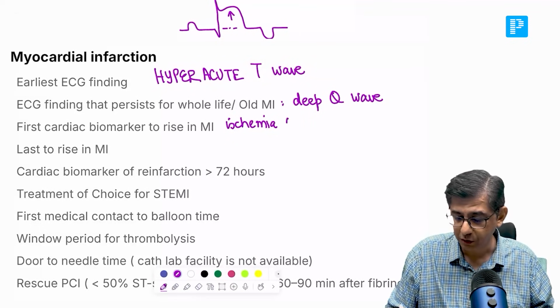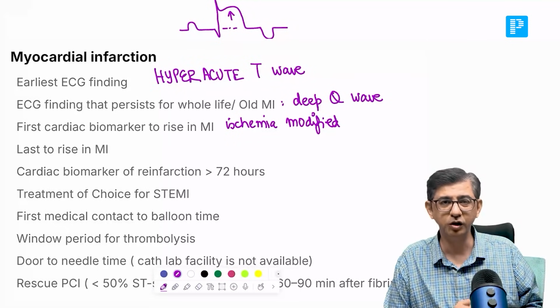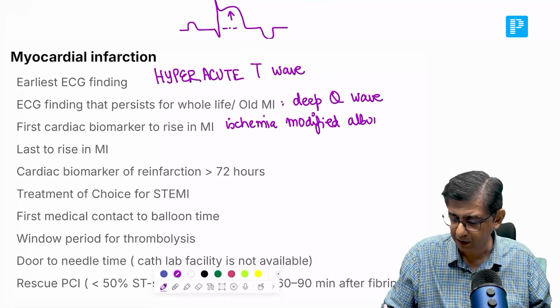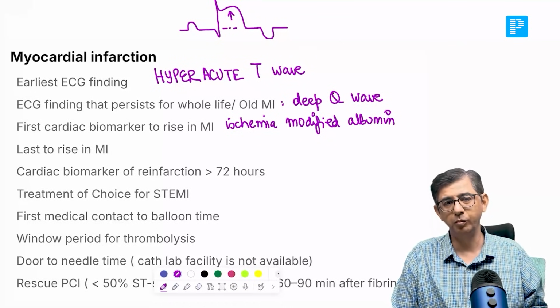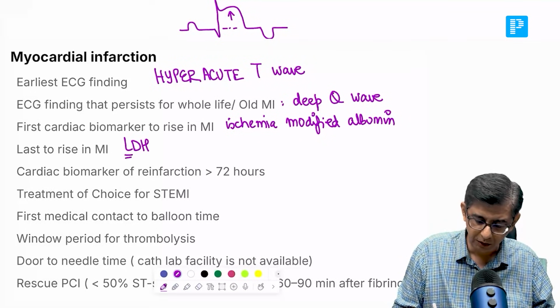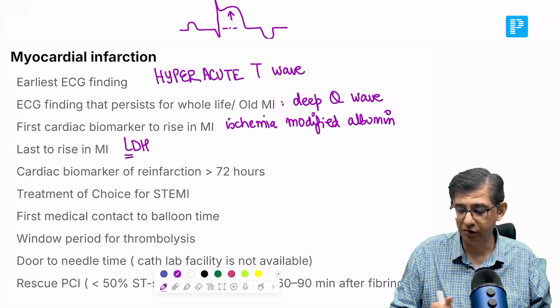So I will not be sure whether the myoglobin is coming from the cardiac tissue or from the skeletal muscle injured due to the DC shock. So we will always be looking for a marker which goes beyond myoglobin, and that would be ischemia modified albumin. Last to rise in MI is obviously LDH, so nobody will bother about it. But when it comes to early rise, it is ischemia modified albumin.